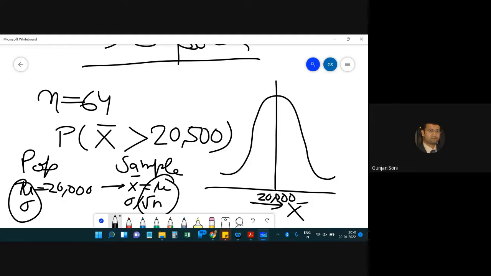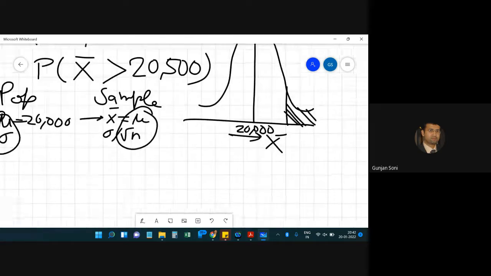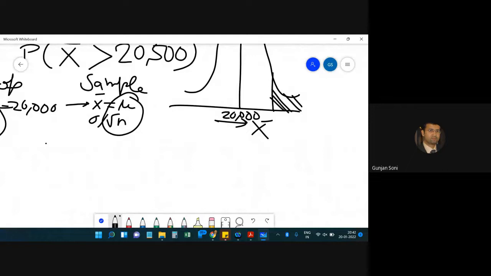So, what are we supposed to find out? We have to find out this area. Okay. Now, how do I find out this area? I need to calculate E of X bar. We say E of X bar is equal to mu. That is, the expected value of X bar is mu.